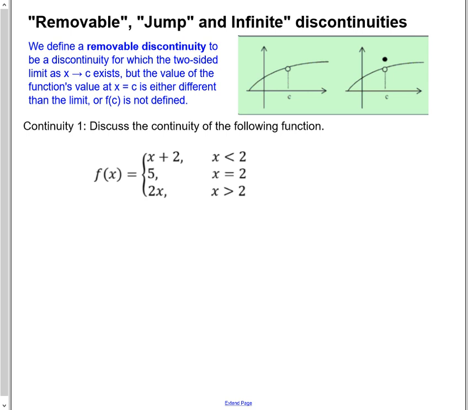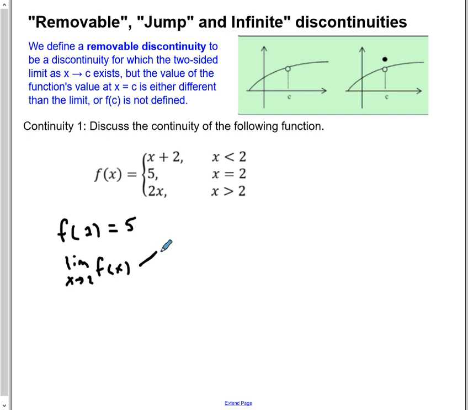In this example, we're going to discuss the continuity of the function at x equals 2. So if we consider the function f of x equals x plus 2 when x is less than 2, f of x equals 5 whenever x equals 2, and f of x equals 2x when x is greater than 2, we can see that's what we're talking about here. Specifically, the function is definitely defined at x equals 2, because f of 2 is 5, as defined by the middle piece here. But when we look at the limit as x approaches 2 of f of x, we're going to get a different value.